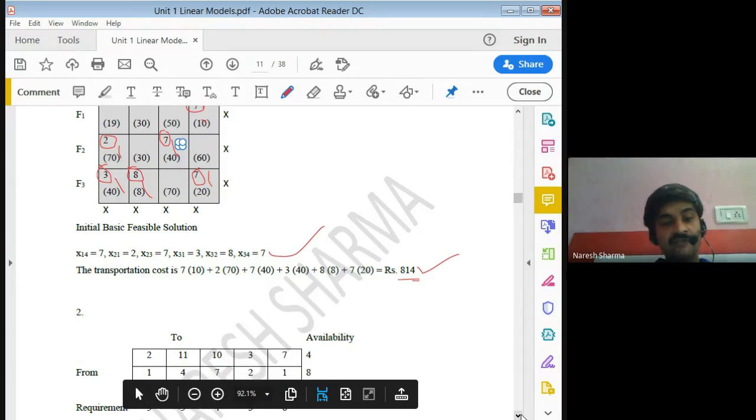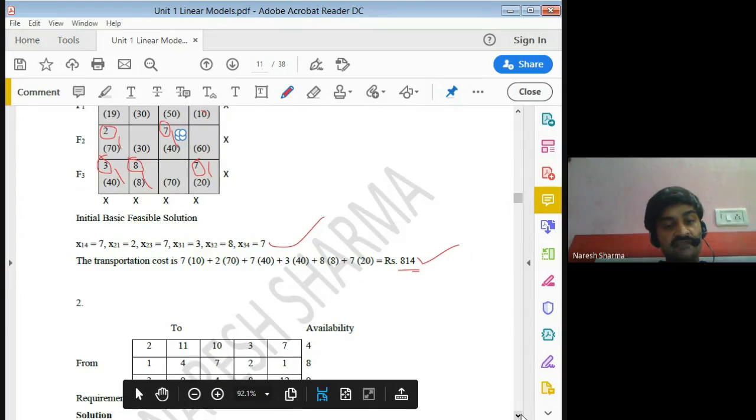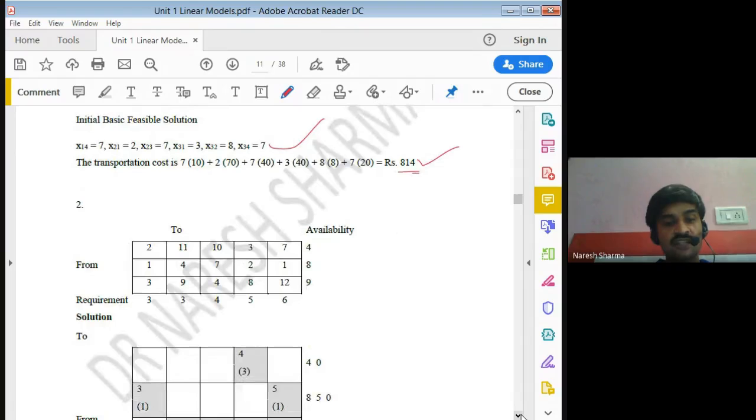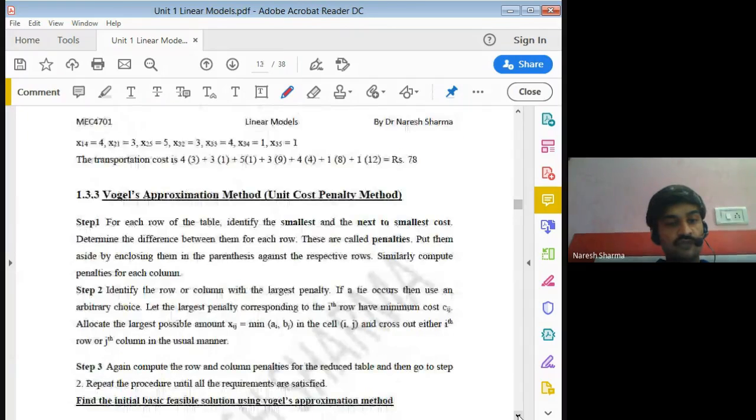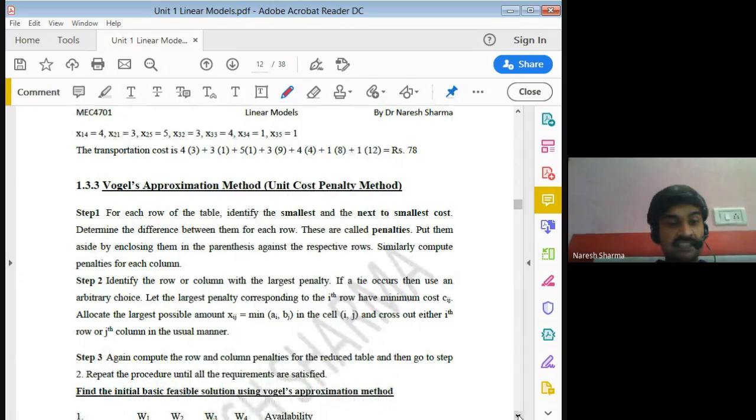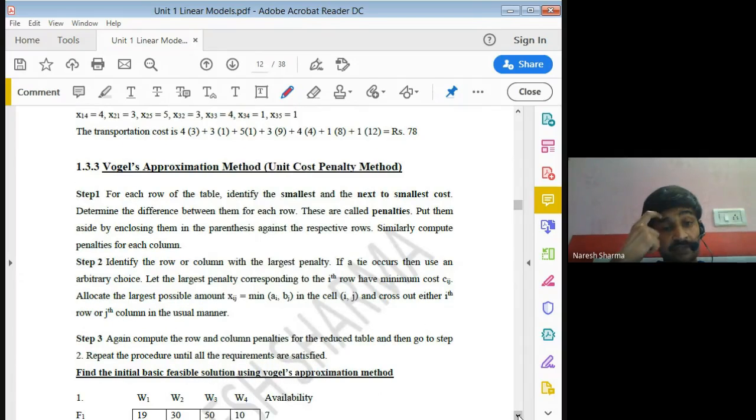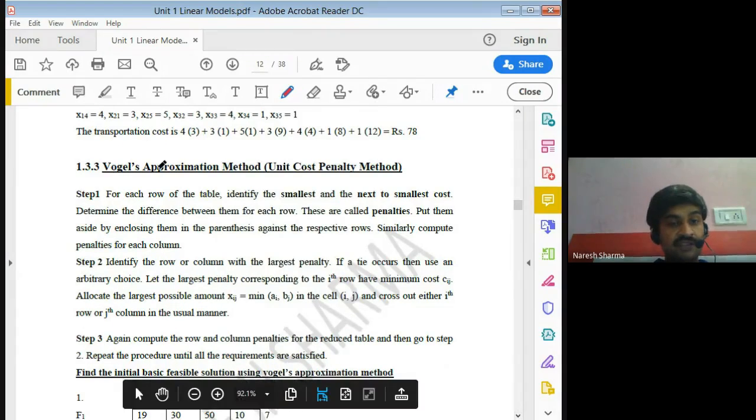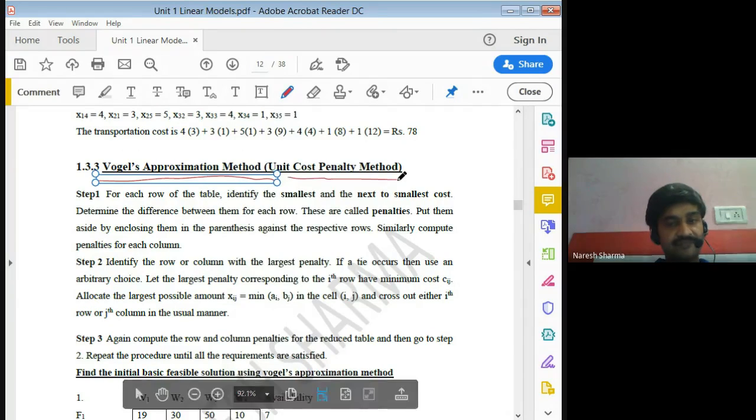You can try a few more questions on this method, like this one. You can try your own, please. So I can go for the next method. This is a little bit important method. It is the Vogel approximation, also known as the unit cost penalty method.